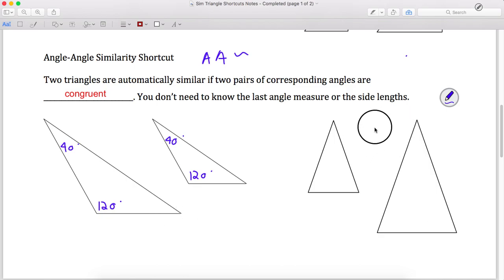Okay, in terms of just a general picture, we would need 2 pairs of corresponding angles that are congruent. So there's 1 pair there, and then maybe a second pair down here. Just those 2 pairs of corresponding angles that are congruent is enough to guarantee similarity.